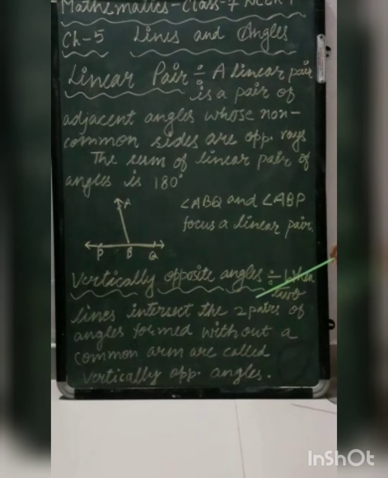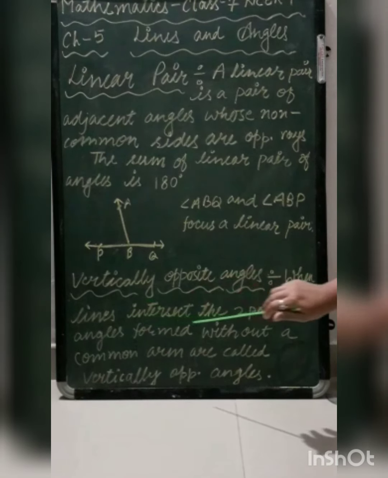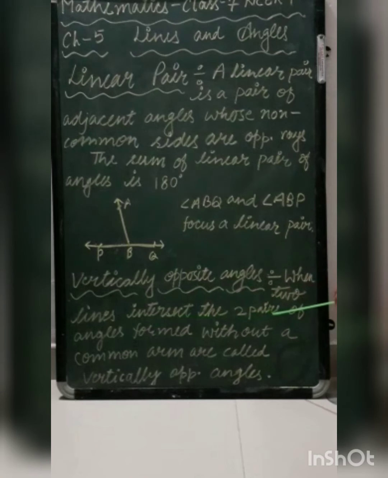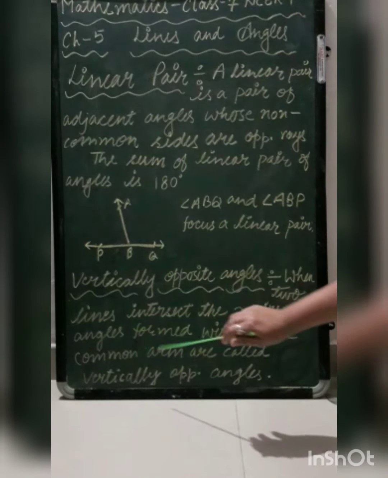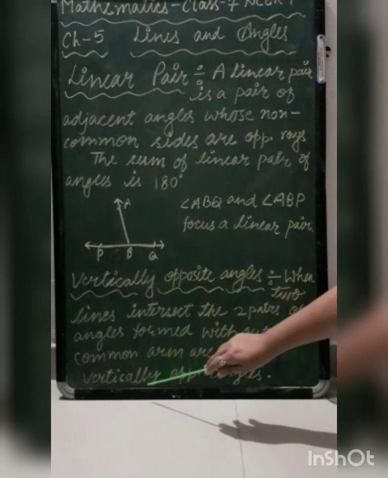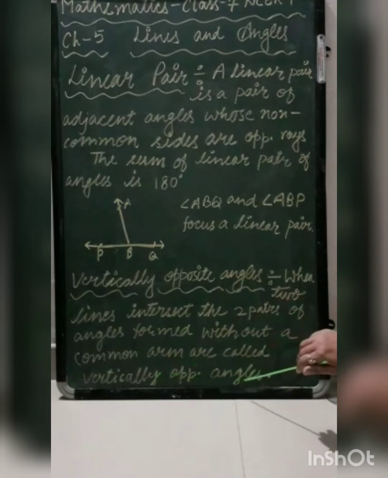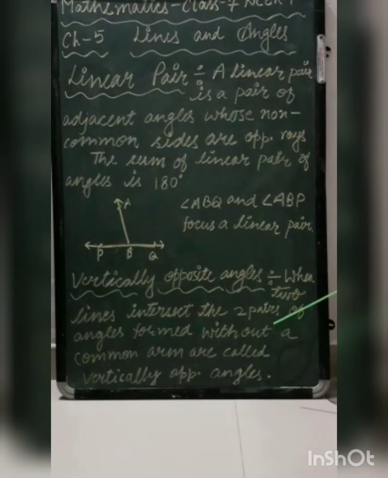Come here for the next definition, vertically opposite angles. What are vertically opposite angles and what is the definition? When two lines intersect, four angles, or you can say two pairs of angles, are formed without a common arm, and they are called vertically opposite angles. Children, now let me explain this definition through the figure.